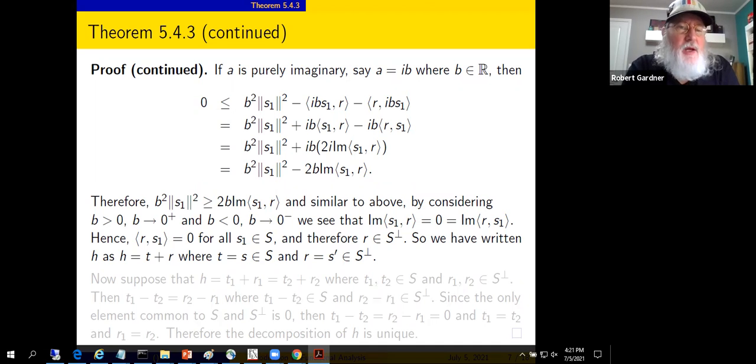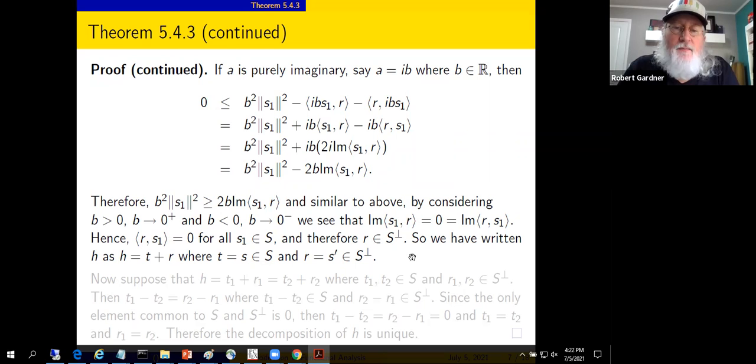We were trying to show what? We're trying to show R was in S perp. We just did. We just showed that the inner product of R with S1 is 0, where S1 is an arbitrary element of set S. In other words, R is an element of S perp. And then we have written H as H equals T plus R. T we had from the previous theorem. R we now have to be an element of S perp. So that gives a representation of an arbitrary H in the Hilbert space in terms of an element of S and an element of S perp.